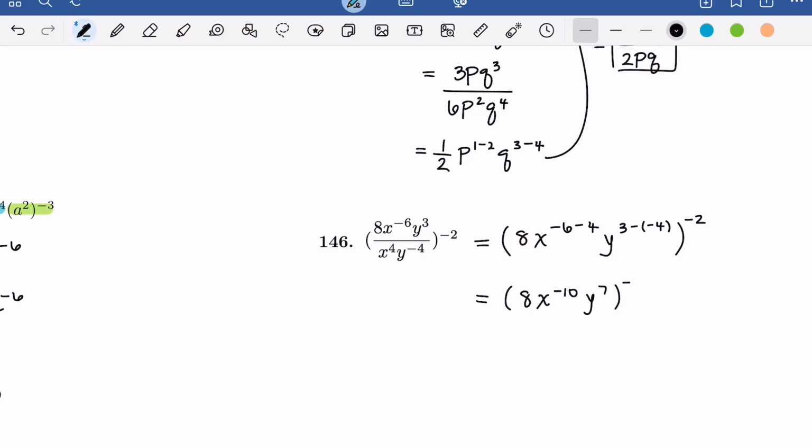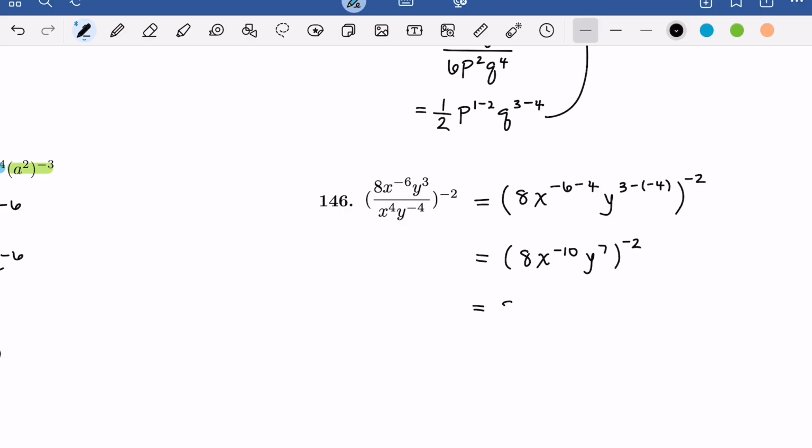So everything inside of our parentheses simplified to this just by using our quotient rules. From here, what we're going to do is use our power rule and distribute this negative 2 to everything in our parentheses. So this is going to be 8 raised to the negative 2nd power. Then we're going to have x raised to the negative 10th power being raised to the negative 2nd. And similarly, y to the 7th is being raised to the negative 2nd.